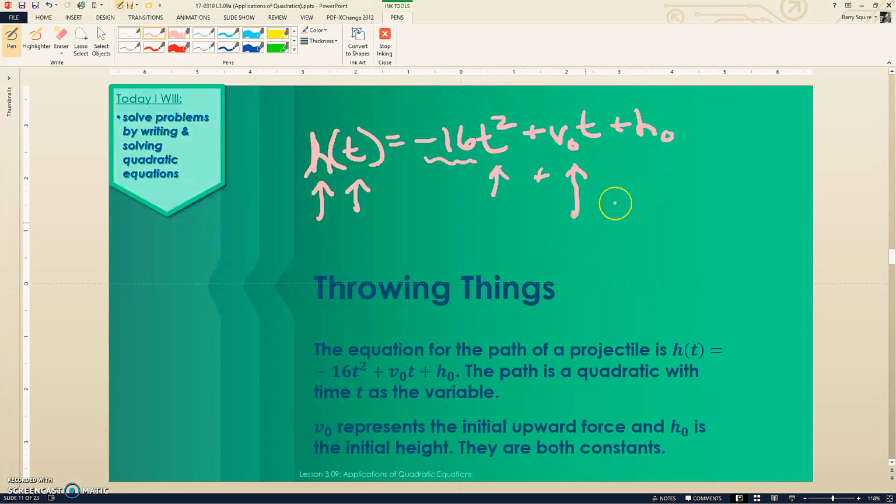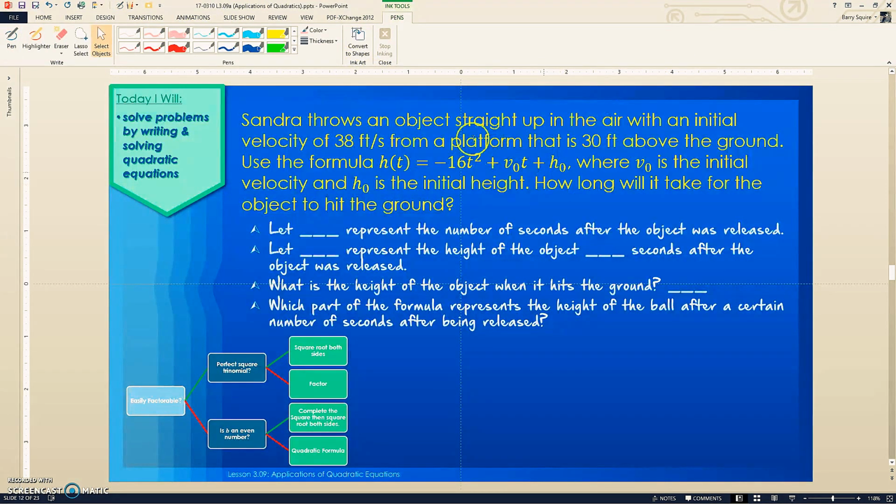So this v0 and this h sub 0 are constants. They're not going to change in our situation. So this is all basically saying that the height of whatever we're throwing is going to change depending on how many seconds after it was thrown. It's a little bit confusing, so let's look at something that's going to be a little bit more concrete.